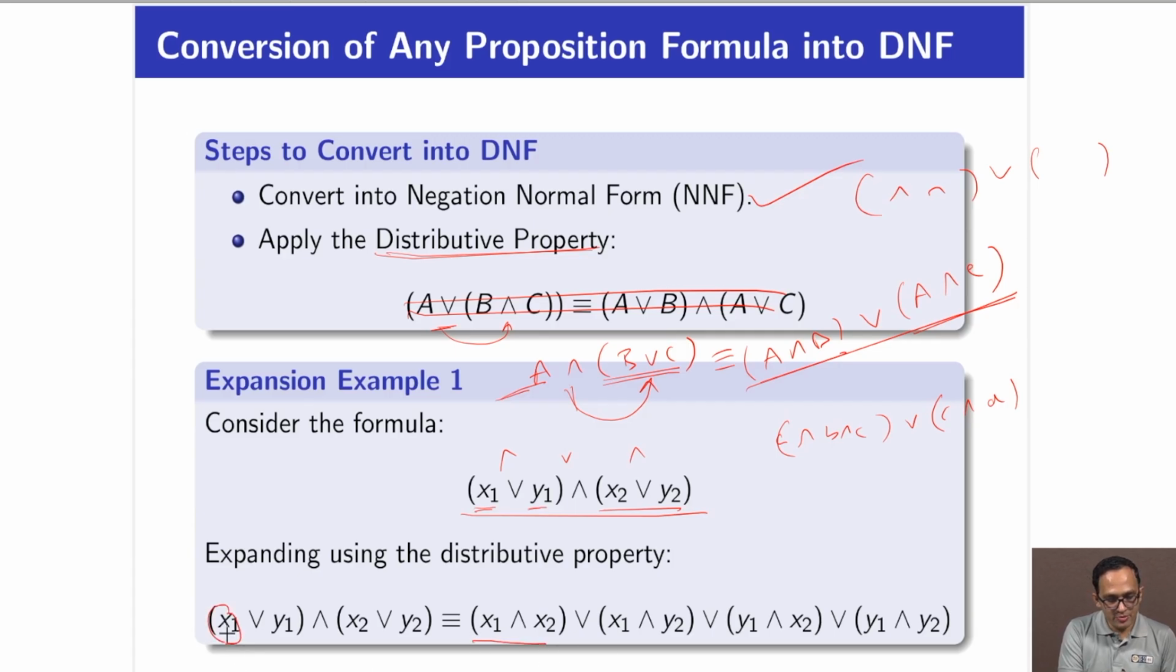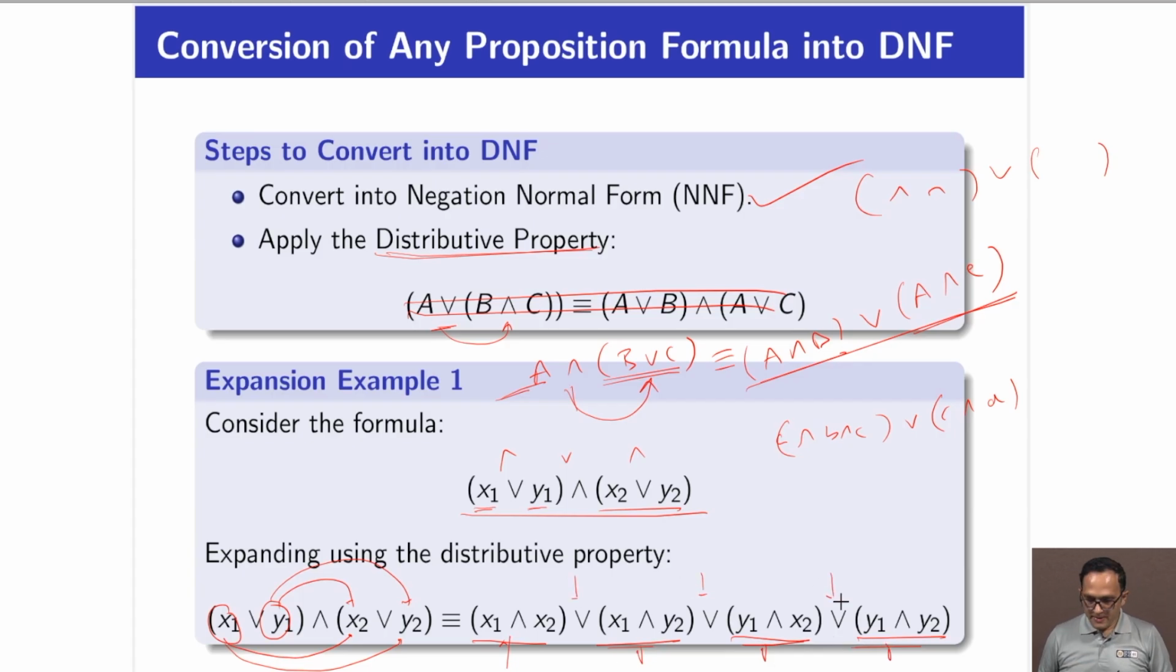so x1 distributed with x2 and then x1 distributed over y2. So, x1 and y2, and then y1 distributed over x2 and y2. So, then y1 x2 and y1 y2. This is how I can keep applying the distributive property to get my DNF formula. This is in DNF because each clause is a conjunction of literals and they are connected by disjunction.